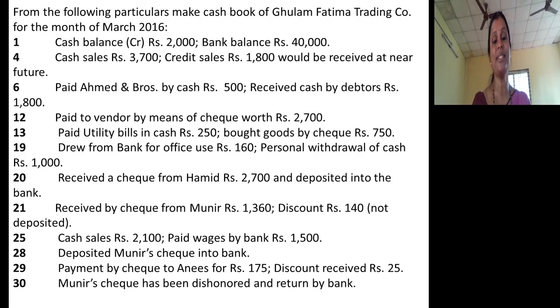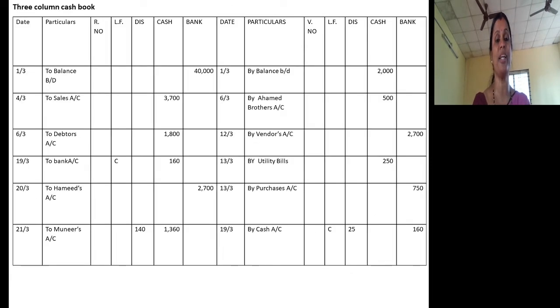Next one, cash sales rupees 3,700. Whenever there is cash sales, the journal entry is cash account debit to sales account. Cash account should be debited. So on the debit side of the cash book, in the cash column, you should record 3,700. Reference should be given to sales. So, on 4/3, to sales account 3,700.